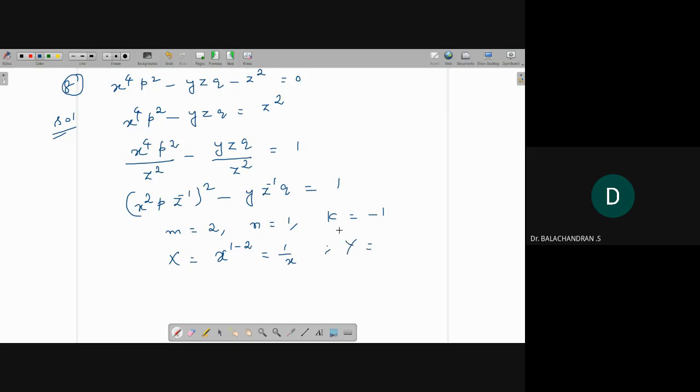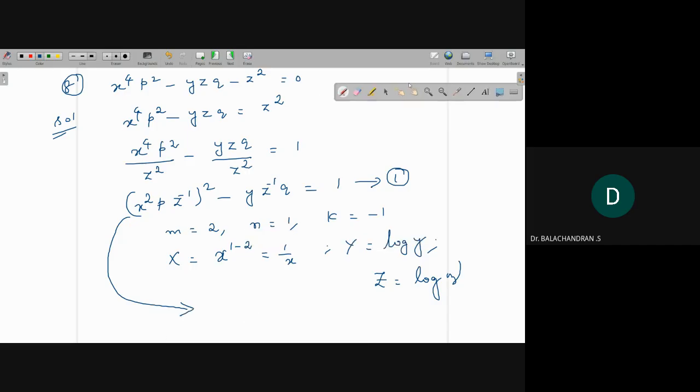When n equal to 1, capital Y is log y. And then k equal to minus 1, capital Z is equal to log Z. Okay. Now, after this substitution, this equation reduces to what? Can you predict where it will reduce? P square minus Q is equal to 1.